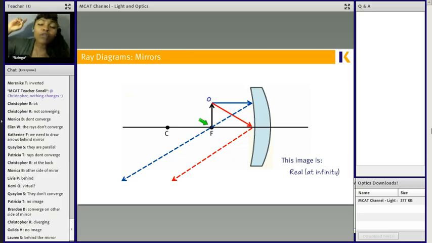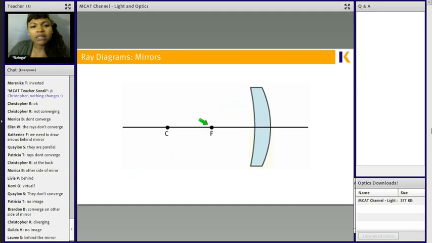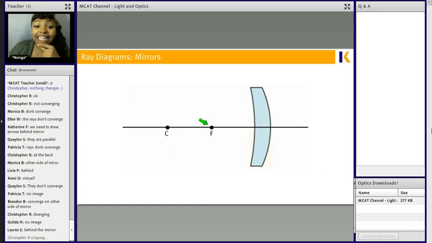But for all real purposes, on Earth, this image will never converge. Okay, on top of the focal point, no image. So we think about this and we say, okay, well, let's take a look at what happens when we have the object inside the focal point.